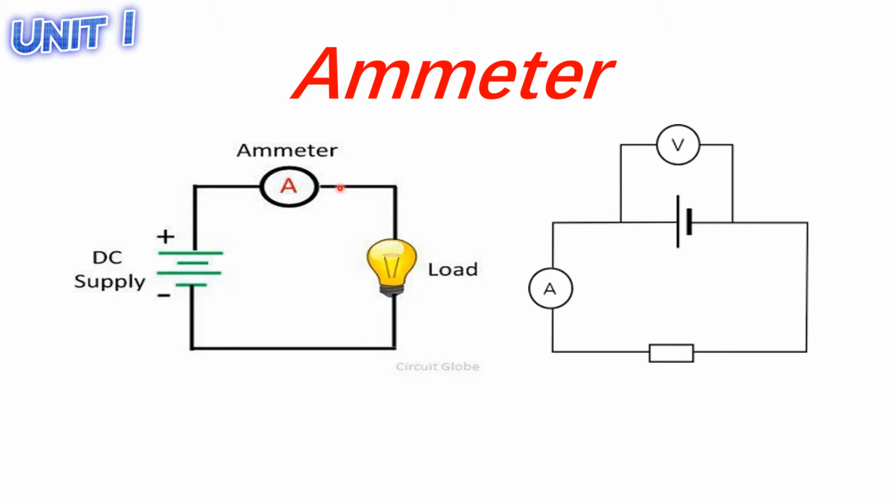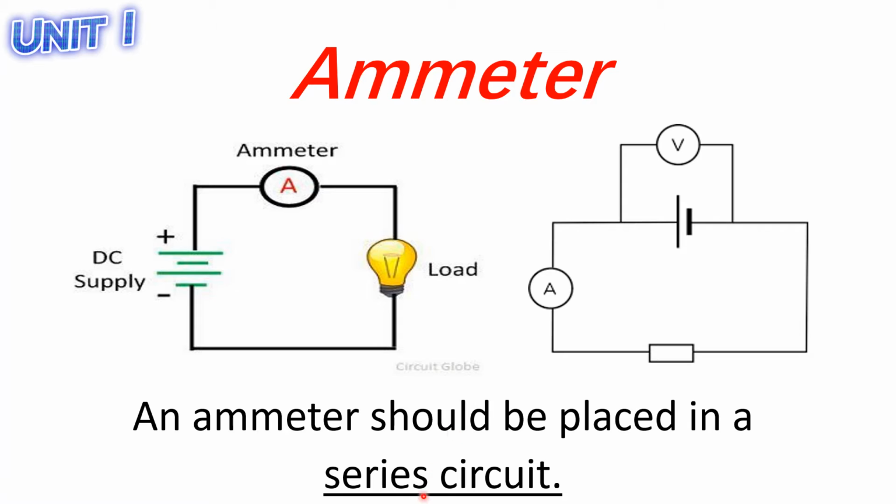Using your circuit diagram, your ammeter is represented by the symbol letter A. This ammeter is used again to measure your current. In using the ammeter, you have to make sure that you use it in a series circuit. Do not ever use an ammeter in a parallel circuit, or else so much current will flow in your ammeter.